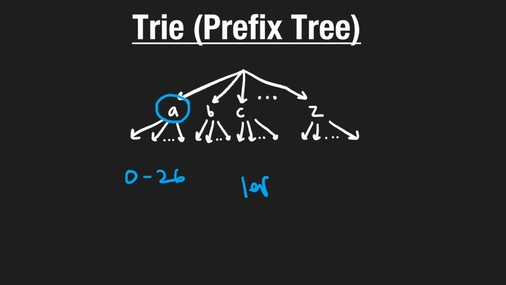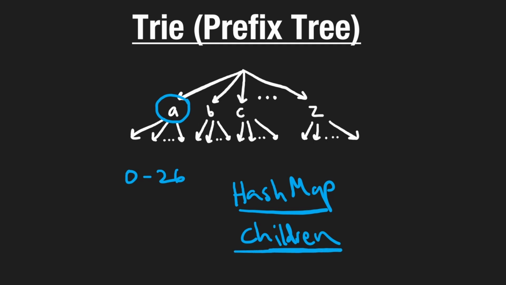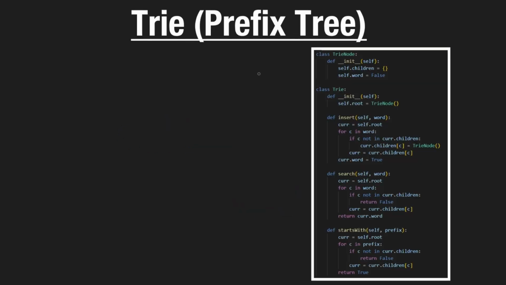So every node is going to have a value, but also it's going to have a hash map of all of its children. And the key of that hash map is going to be some character, from A through Z. So each character is going to map to some node. So this is what the code would actually look like. It might be a little bit unintuitive at first.